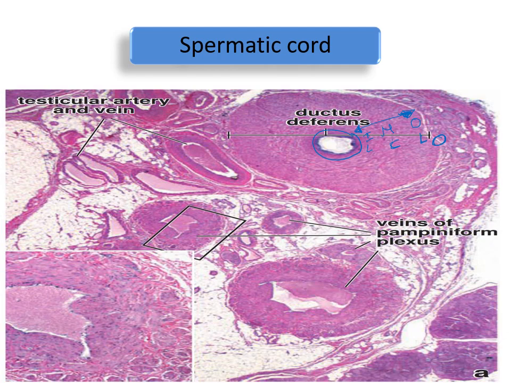You have the testicular artery and vein. This is the artery, and this is a vein. You have a plexus of veins, the pampiniform plexus of veins, and you have cremasteric muscles that are not seen in this photo. Then you have 4 structures in the spermatic cord: the vas deferens, the testicular artery and vein, the pampiniform plexus of veins, and the cremasteric muscles.